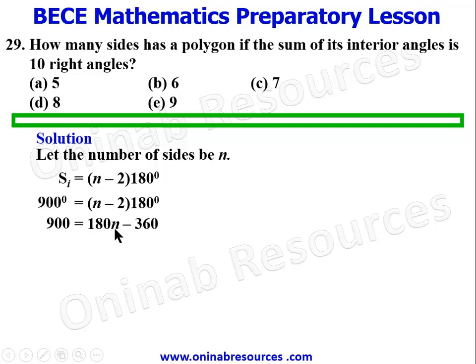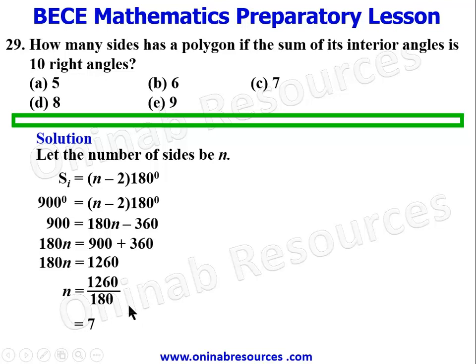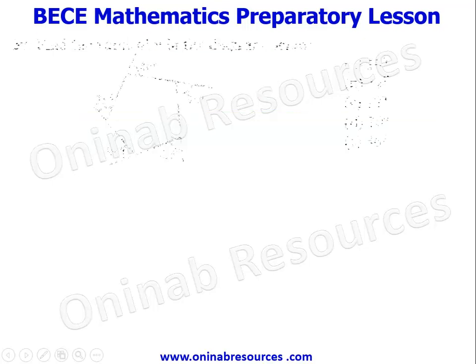Then making n the subject of the formula, we have 180n is equal to 900 plus 360, so that we have 180n is equal to 1260. Then dividing both sides by 180, n is equal to 1260 divided by 180, and that gives 7. So if you simplify this, you will have 7. And that's the end of solution to problem 29, which is option C. We go to problem 30.